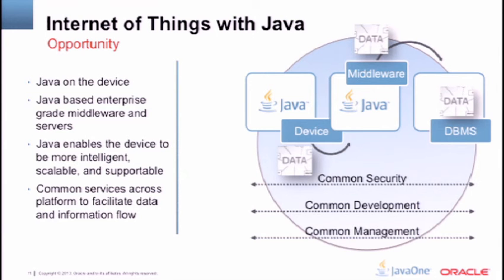What we need is something in the middle where the device is able to do more. The device is able to make decisions itself. But at the same time, be able to send data to the cloud so that you can do much deeper analysis that you can't do on the device because you may need other data sources as well. So that's the model we're trying to go to, where Java enables the device to be intelligent, scalable, and supportable or manageable.